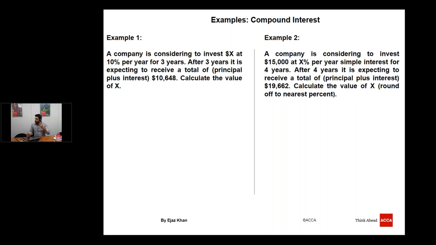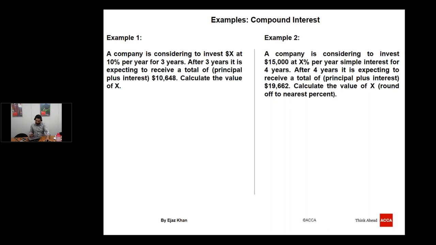Yes, I guess the answer for the example 1 is $8,000. You're right. So let's go through example 1 first. A company is considering to invest X dollars at 10% per year for 3 years. After 3 years, it is expecting to receive a total of principal plus interest, which is $10648. Calculate the value of X.